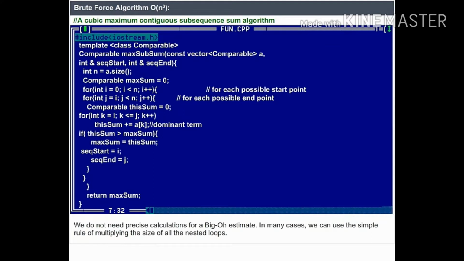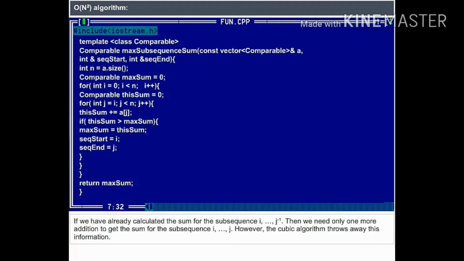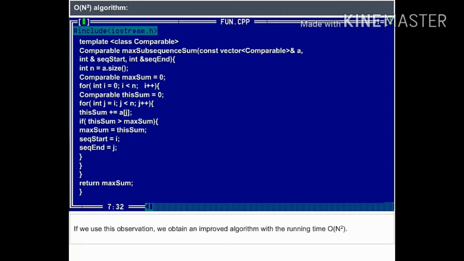We do not need precise calculations for a big O estimate. In many cases, we can use the simple rule of multiplying the size of all the nested loops. O(n^2) algorithm: if we have already calculated the sum for the subsequence i to j-1, then we need only one more addition to get the sum for the subsequence i to j. However, the cubic algorithm throws away this information. If we use this observation, we obtain an improved algorithm with a running time of O(n^2).